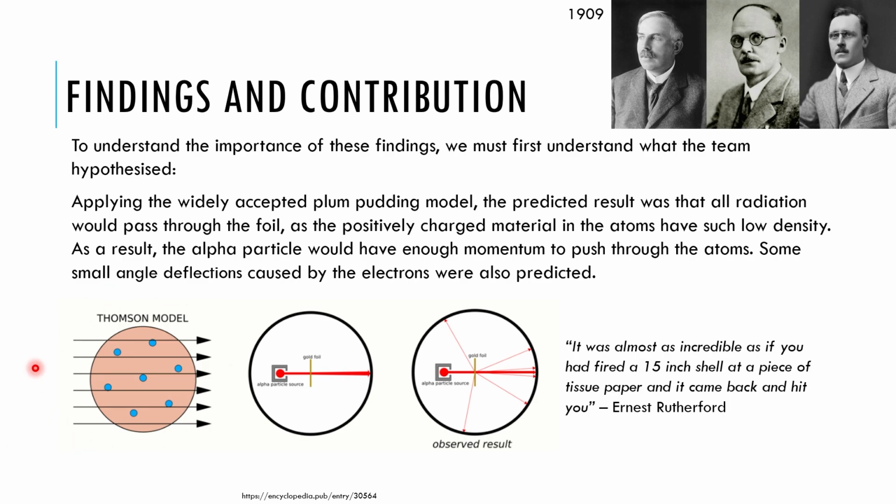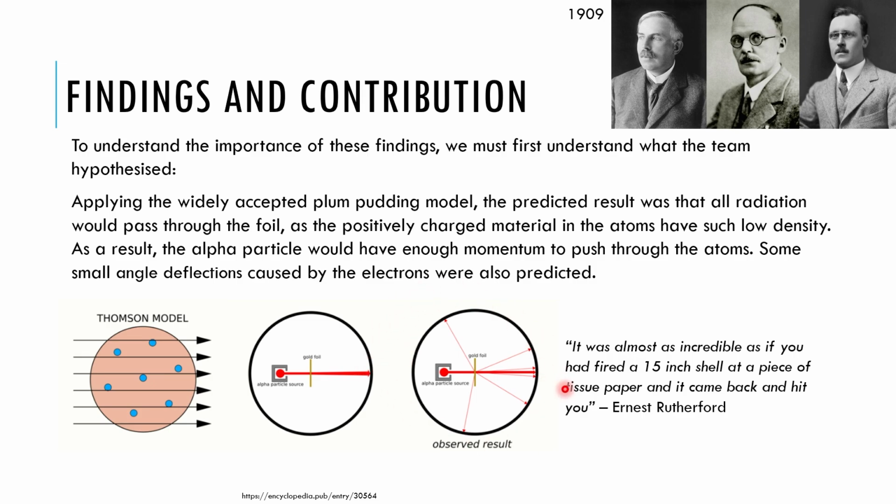By this stage, the Thomson plum pudding model was widely accepted, and as such, they predicted that the radiation would be able to quite easily pass through the foil. Their reasoning being that according to the model, the atom itself contained very low density matter throughout the entire atom, meaning that the alpha particles would quite easily be able to pass through as they were quite dense and were moving quite quickly. The hypothesis did account for some interactions with electrons, which may have caused some deflection, and as such, the minor deflections may thicken the beam at the end slightly.